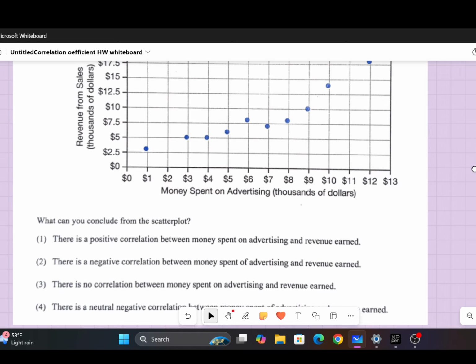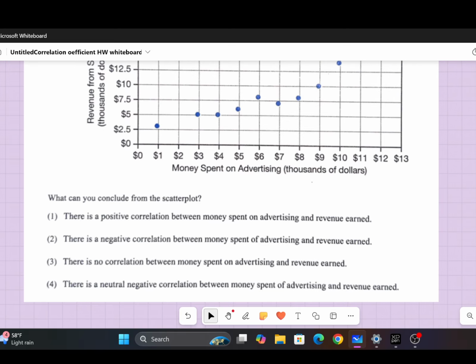Let's look at the question. What can you conclude from the scatter plot? 1, there is a positive correlation between money spent on advertising and revenue earned. 2, there is a negative correlation between money spent on advertising and revenue earned. 3, there is no correlation between money spent on advertising and revenue earned. Or 4, there is a neutral negative correlation.